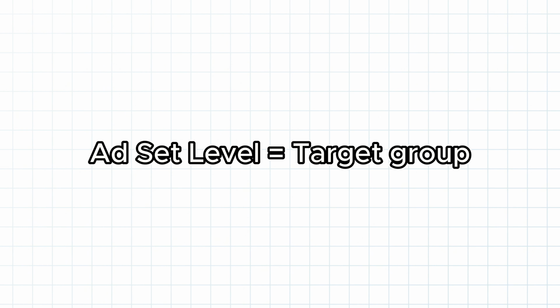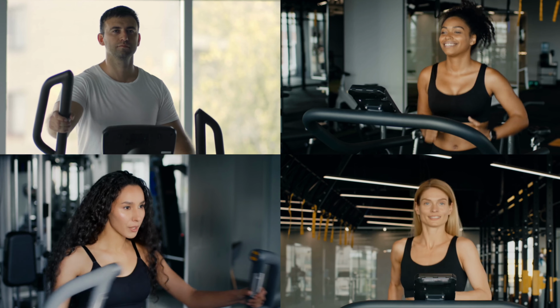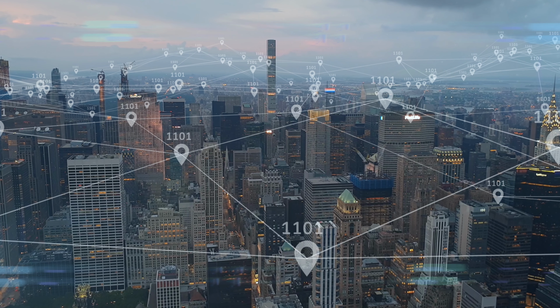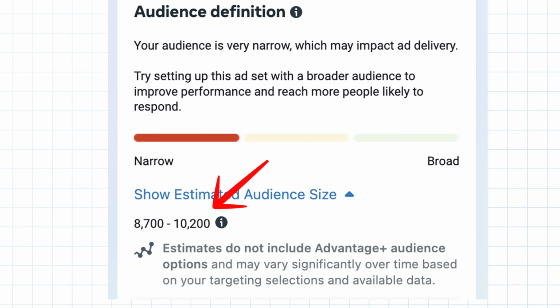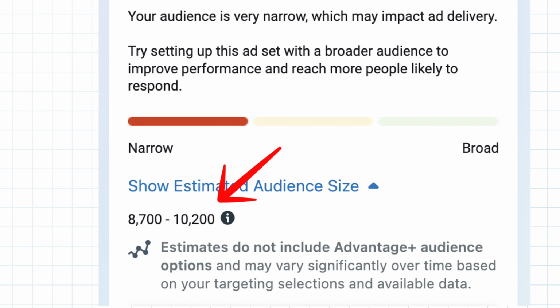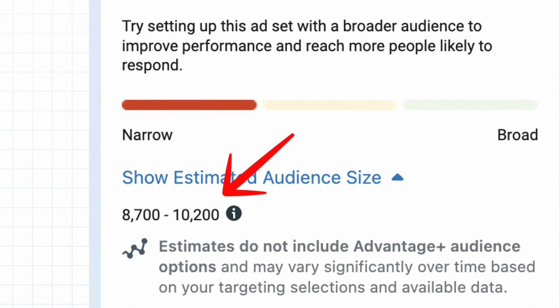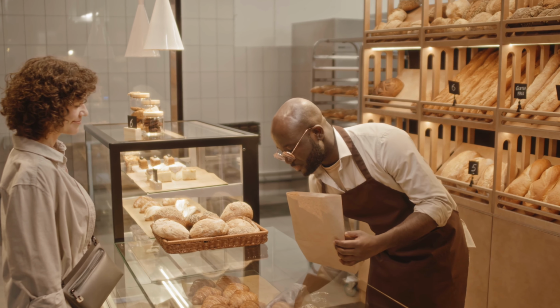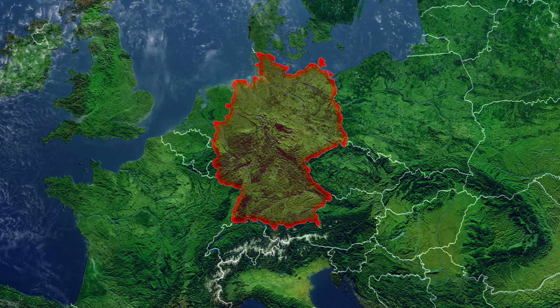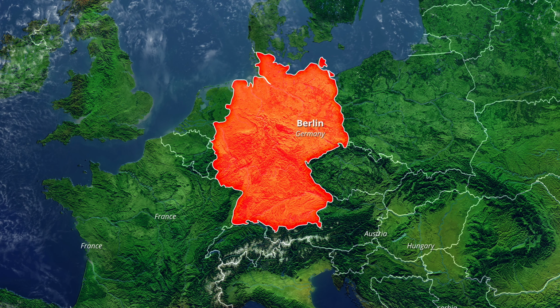Then comes the ad set level. Here you set who you want to reach, so your target audience, the age, the gender, the interests, and the location. Many people make the mistake here of narrowing down the target audience too much. I've seen campaigns that in the end only targeted 10,000 people. Way too small. Of course, there are exceptions where that can make sense. For example, if you have a local business, but if you're selling, for example, nationwide in Germany or in the DACH region, so Germany, Austria, and Switzerland, then that's way too small.